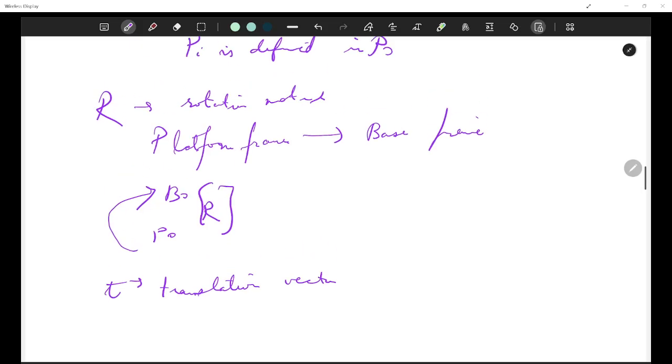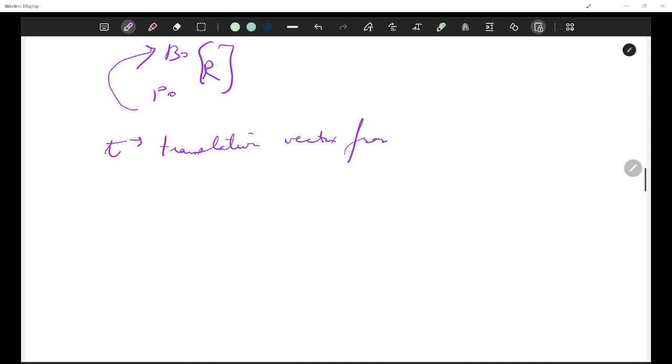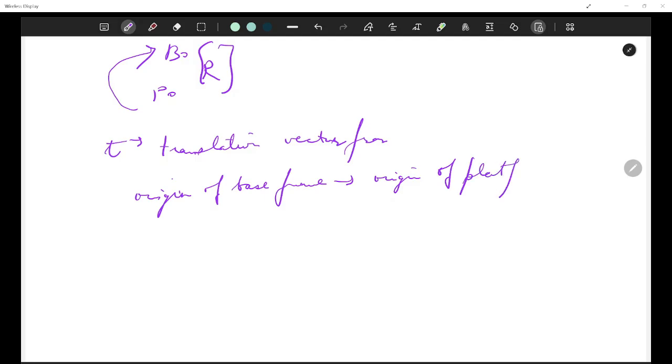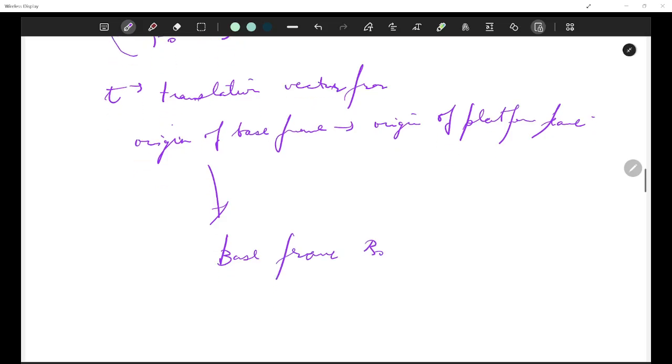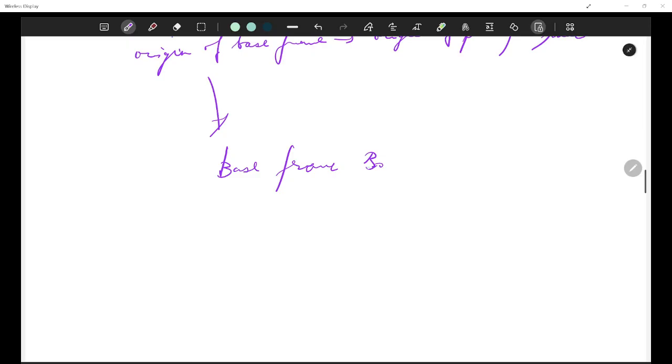from origin of base frame to origin of platform frame. Okay. So it must be expressed in base frame B naught. Why? Because we added it to a vector already transformed into base frame. So vectors can only be added if expressed in the same frame, right? So T is also defined in B naught.